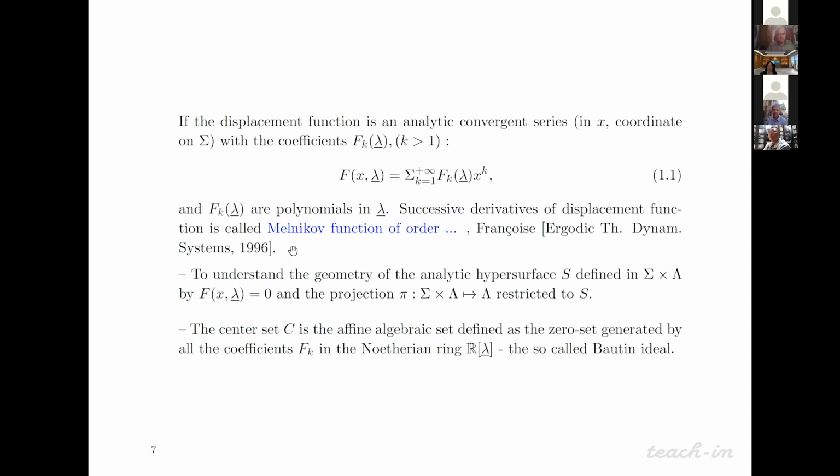One question is how to understand the geometry of the analytic Hilbert problem defined on this cover. Another is the center set. C is the affine algebraic set defined as the zero set generated by all the coefficients f_k in the Noetherian ring. We also call the ideal generated by these coefficients f_k the Bautin ideal.